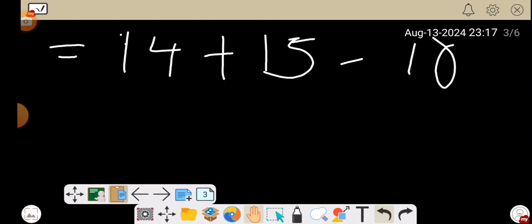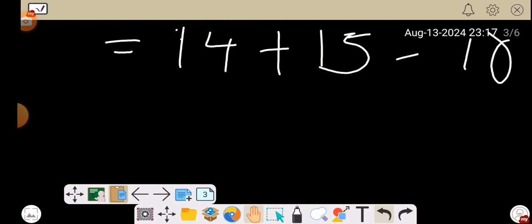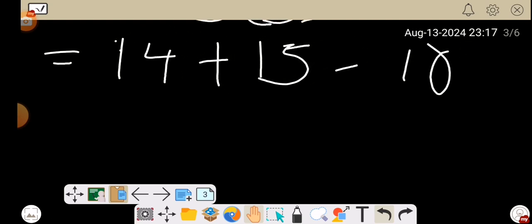From the word BODMAS: brackets, division, multiplication, addition, and subtraction. So the subtraction part, this minus here, should be the last thing to be handled. The minus sign, which is here, is the last thing to be handled. Okay, hope you are following.